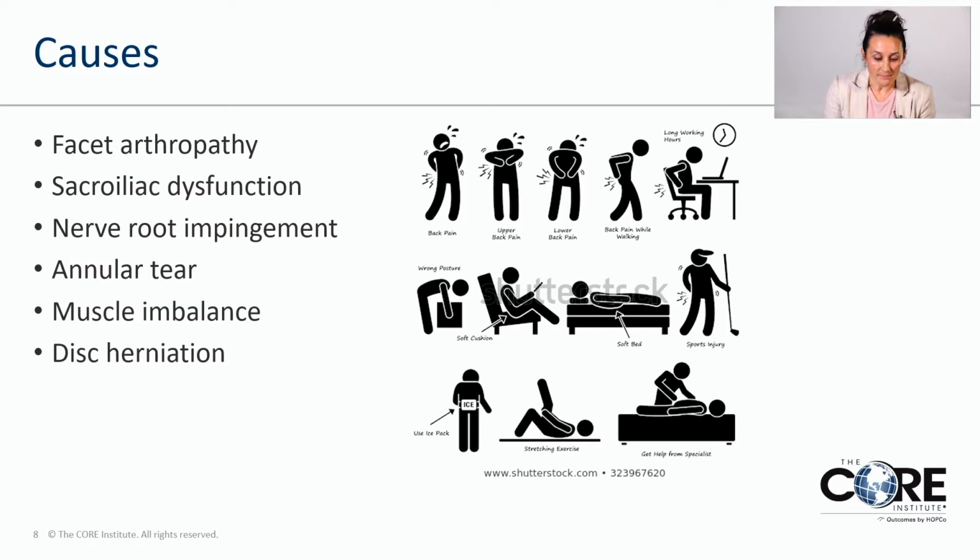Muscle imbalance, where the musculature of the lower back has been injured with a sprain or strain. And then disc herniation, where the disc has had some kind of injury to it and is now pushing out, usually into the spinal canal.